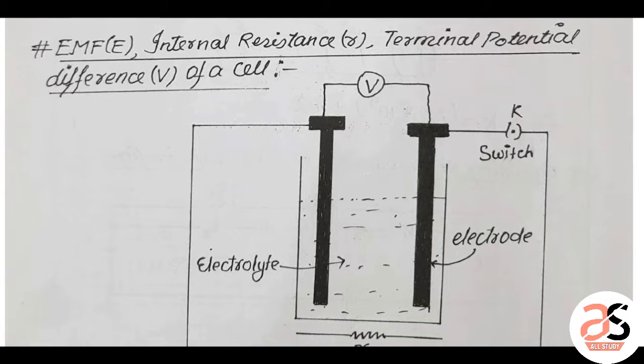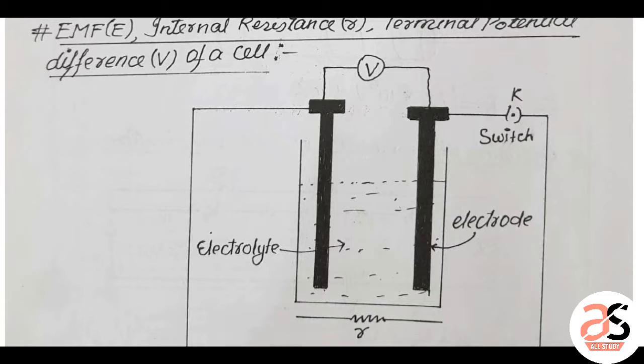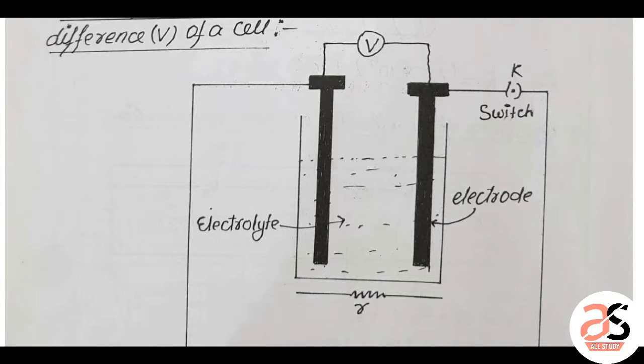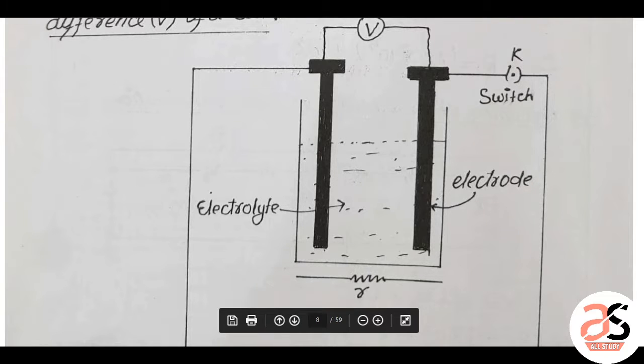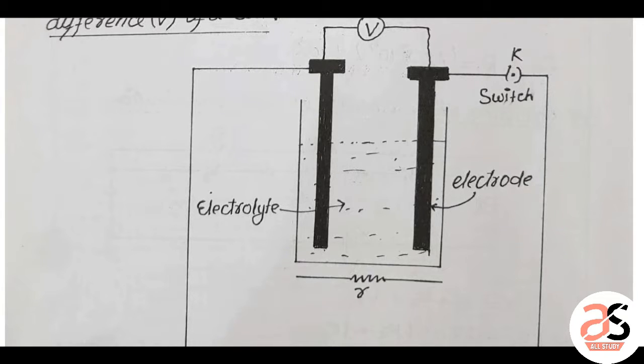We are going to discuss EMF, internal resistance small r, and terminal potential difference capital V of a given cell. This is the diagram here: a cell. This cell has terminal potential V, and this is internal resistance small r. These are the two electrodes here, and this is the electrolyte.